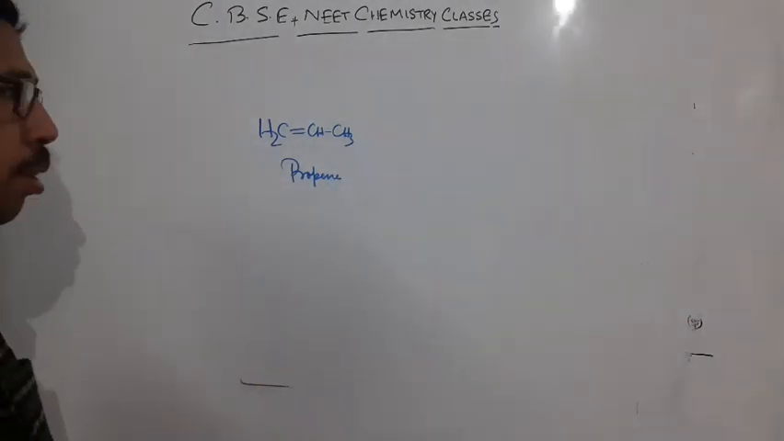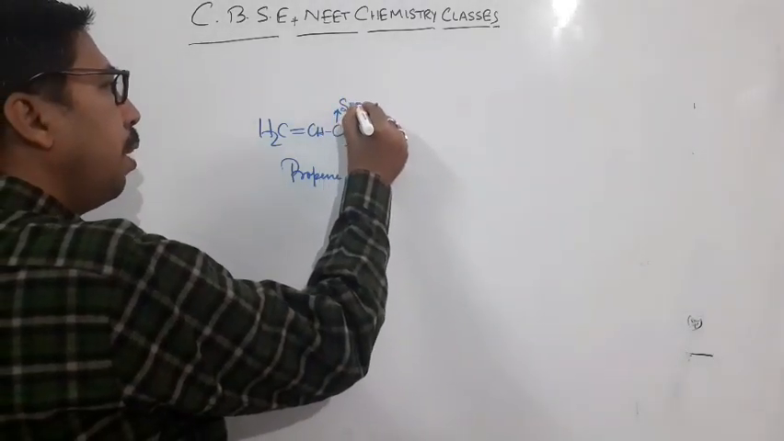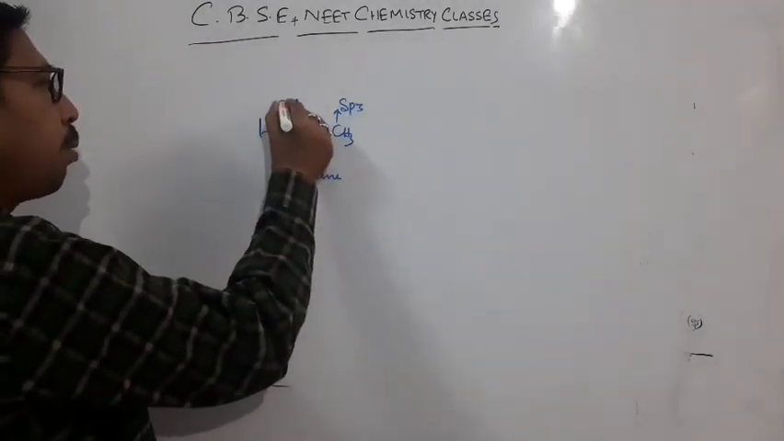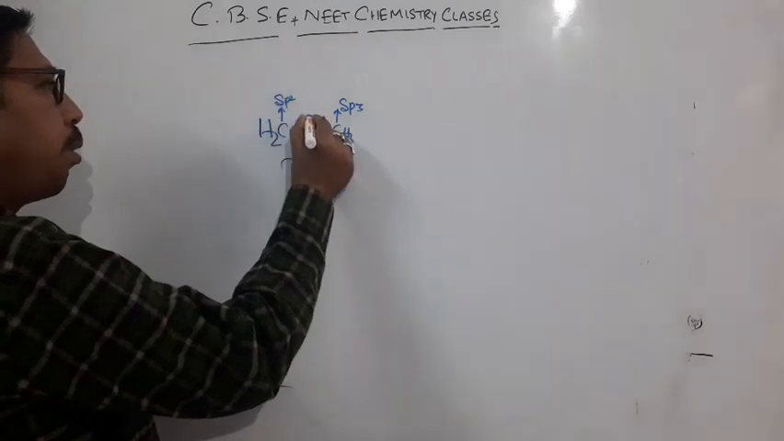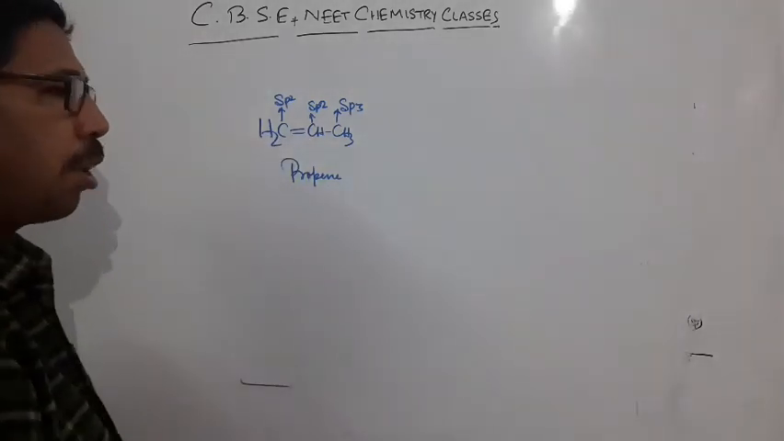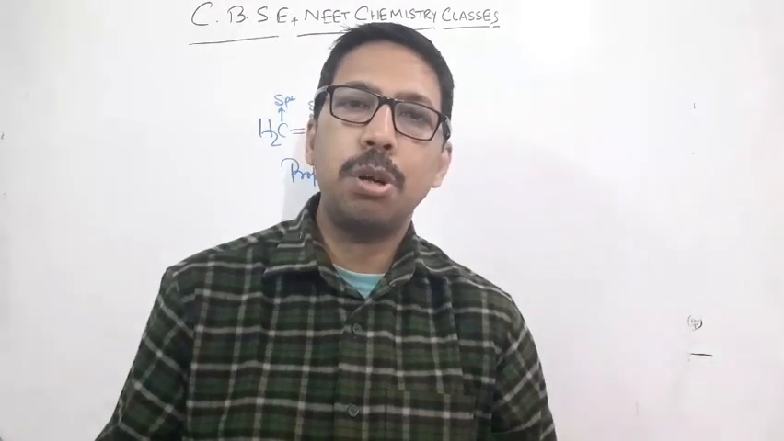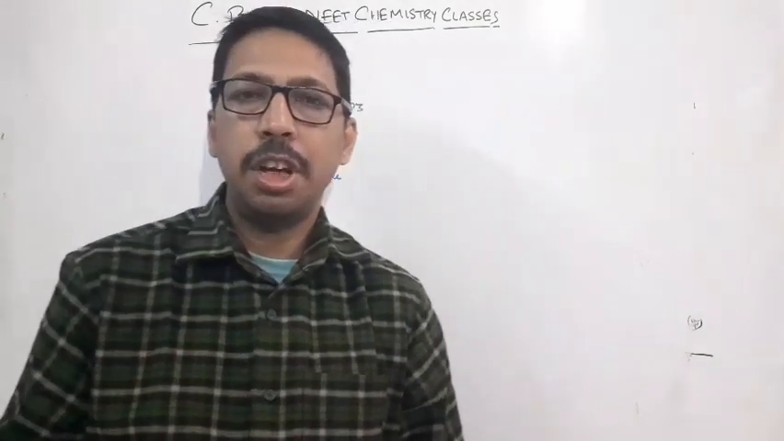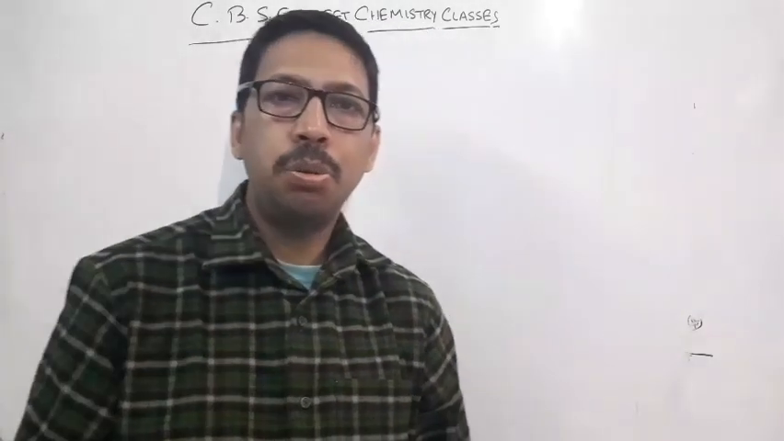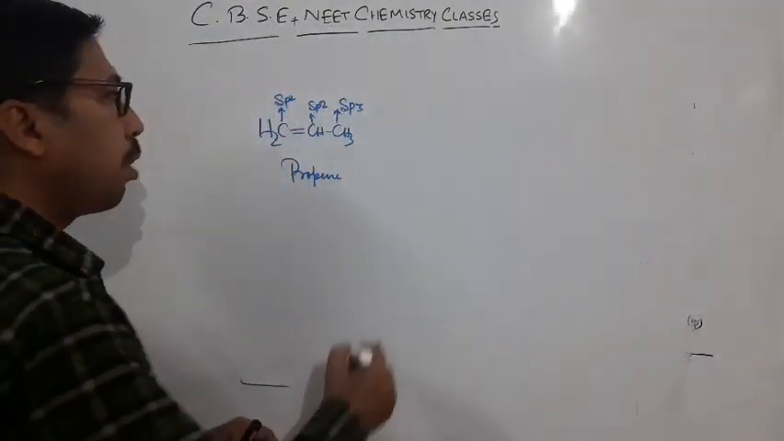If there is a single bond between two carbon atoms, then its hybrid orbital will be sp3. If there is a double bond between the two carbon atoms, then each of the bonded atoms acquires sp2 hybrid orbital. It simply means if there is a single bond between two carbon atoms, it will be sp3. In case of a double bond, it will be sp2, and in case of a triple bond, it will be sp.